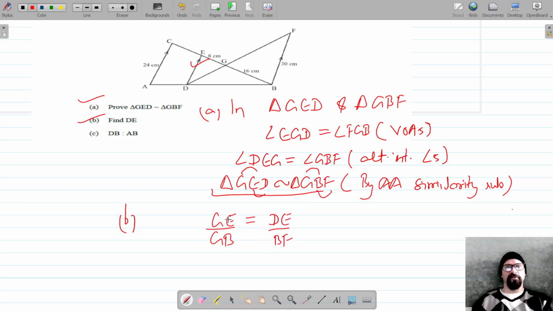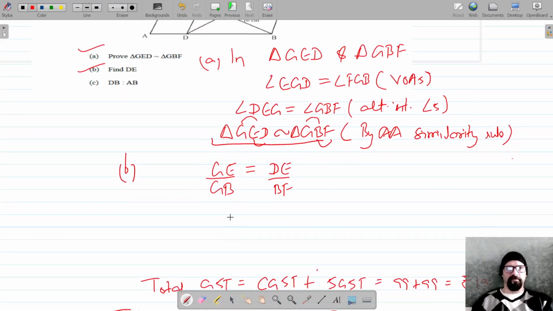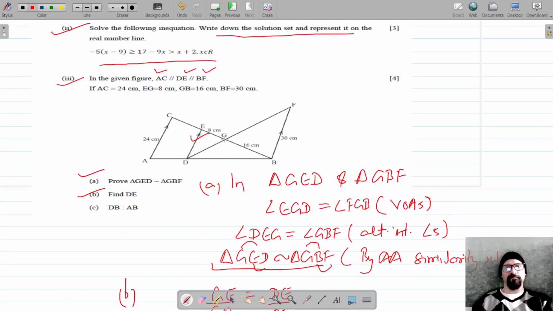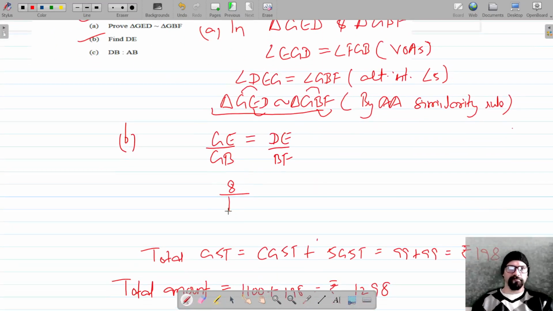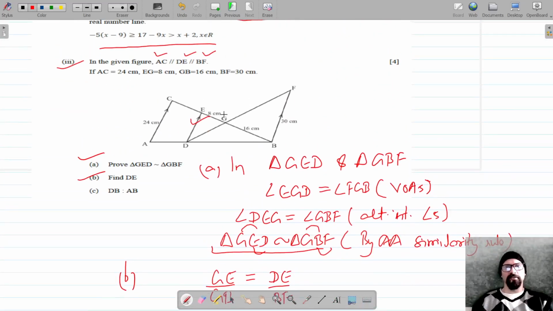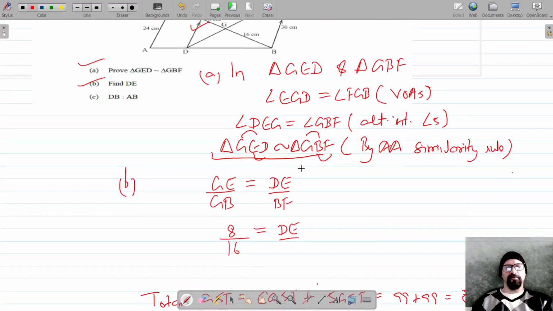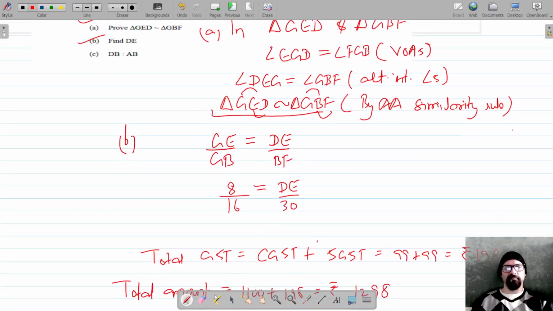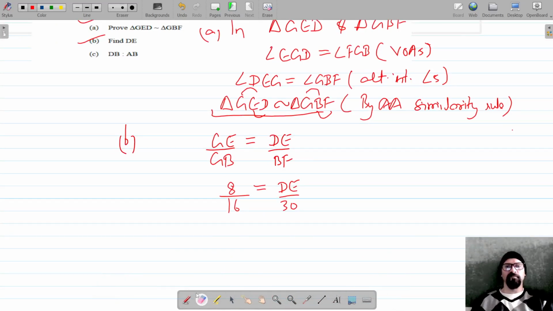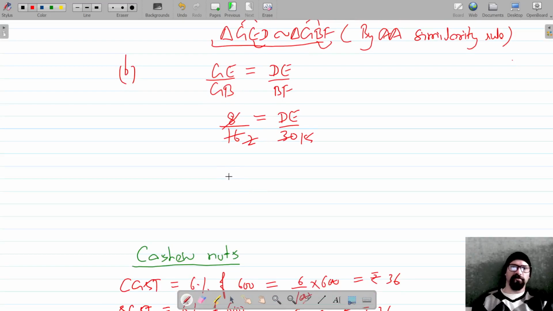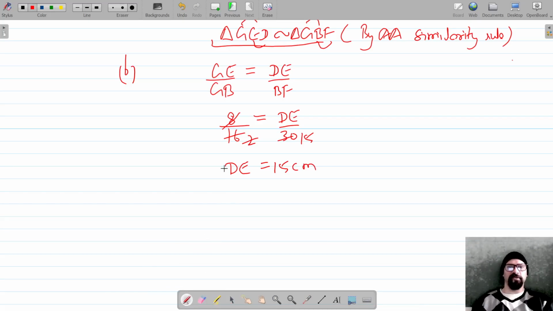Okay, now let's put in the values. GE is 8, GB is 16. DE we have to find out, and BF is 30. And if we simplify, this is 2 and 15, so DE is equal to 15 centimeter. So we have got DE, which is 15 centimeter.